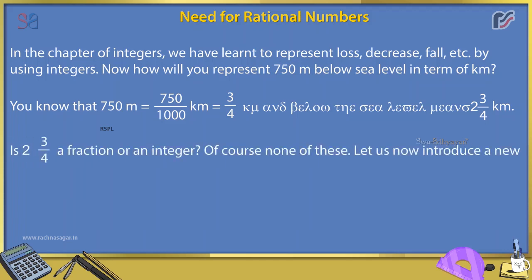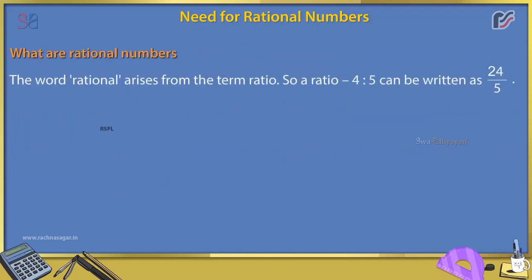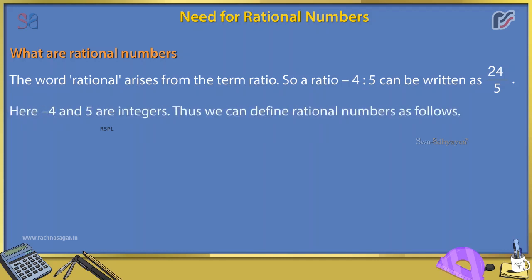Is minus 3 by 4 a fraction or an integer? Of course, none of these. Let us now introduce a new class of numbers called rational numbers. What are rational numbers? The word rational arises from the term ratio. So, a ratio minus 4:5 can be written as minus 4 by 5. Here, minus 4 and 5 are integers.